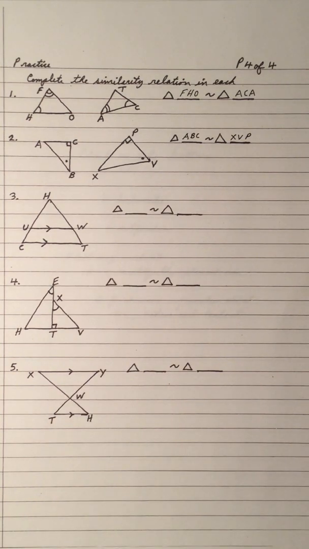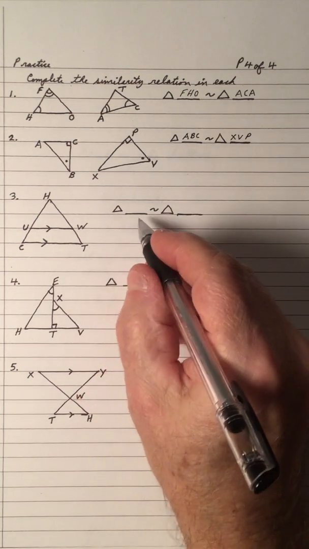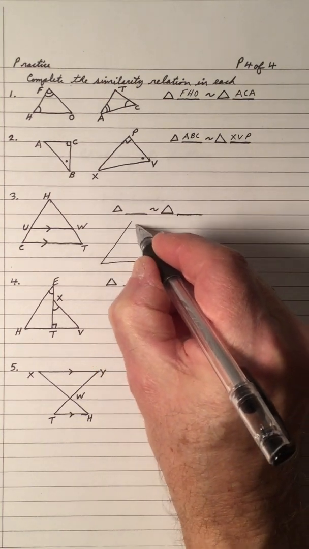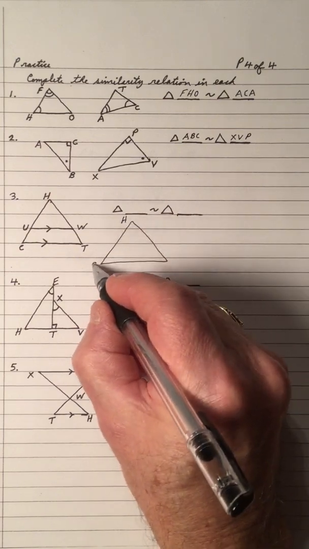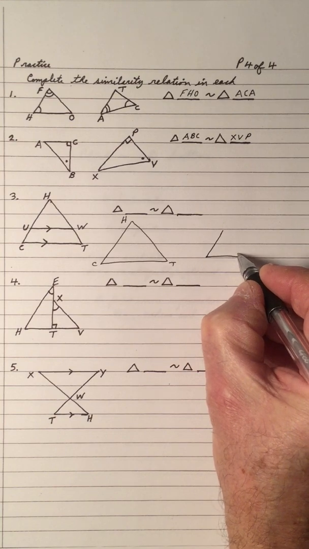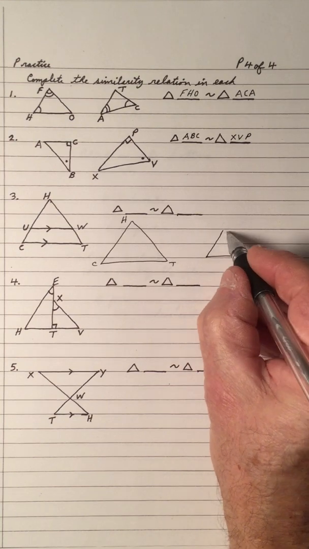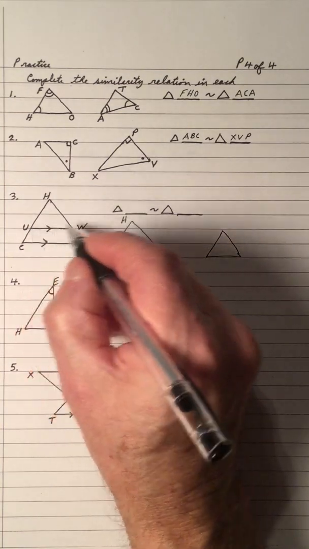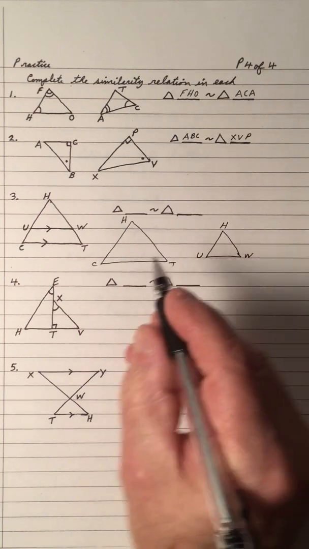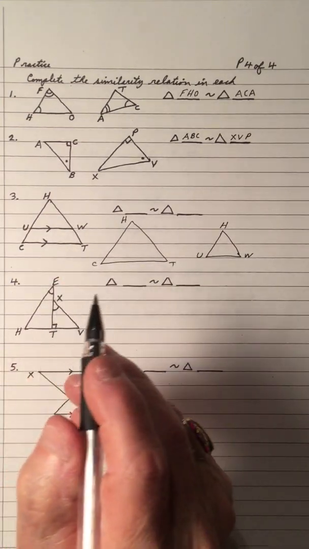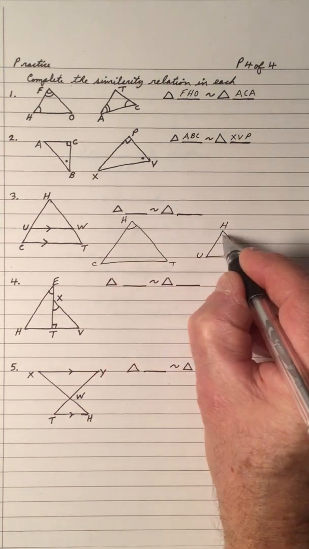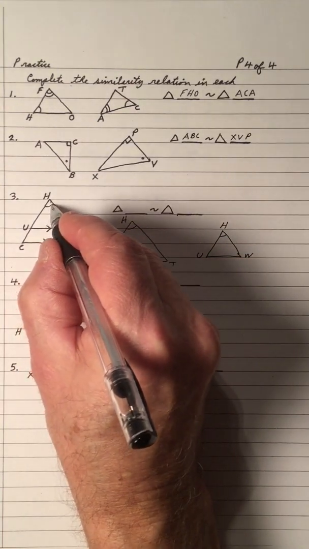Number 3, we have two triangles. Well, let's again separate the triangles like this. We got the big one, which is HCT, and we have the small one. Okay, the small one is HUW. Now, because of the parallel lines, we have many of them here. Notice that H right here is a common angle to the two triangles.